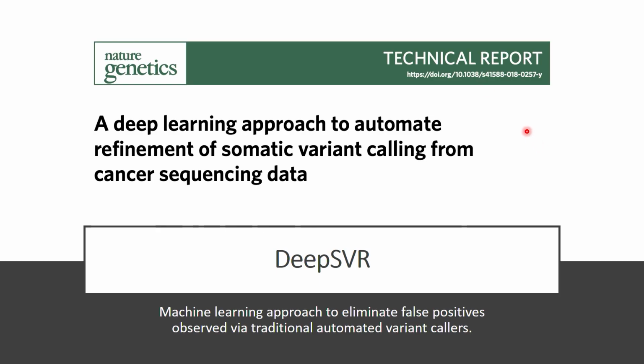The first tool is DeepSVR, or Deep Learning Somatic Variant Refinement. The entire data set and cohort is available online, and I'll be going over the brief development methods and initial validation of this deep learning model.